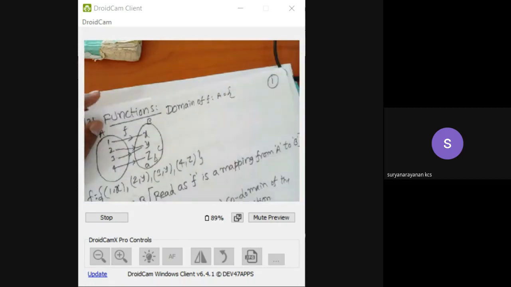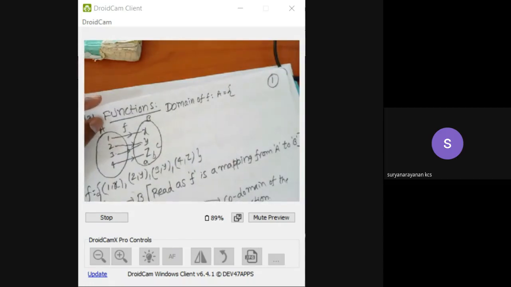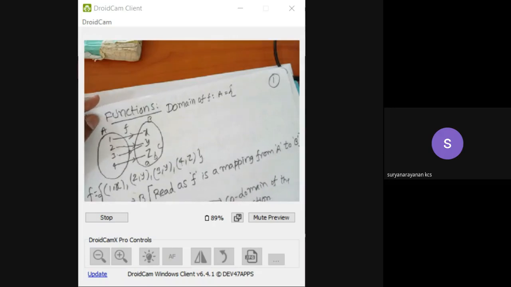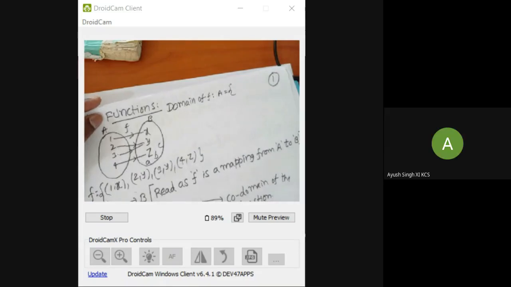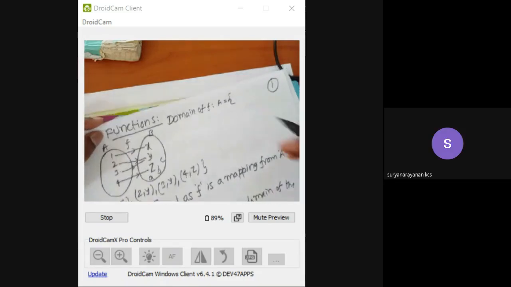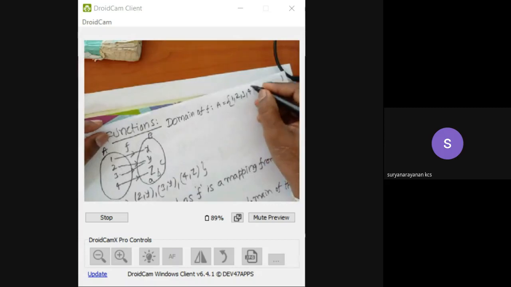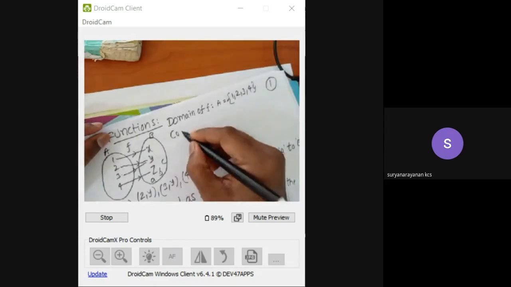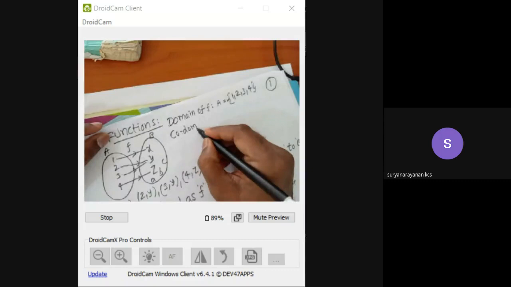At least can you tell me the elements of the set A? Ayush Singh, what are the elements of set A? Can you tell me at least for this question? 1, 2, 3, 4, 5. 1, 2, 3, 4. Very good. 1, 2, 3, 4. What is the codomain of this function?